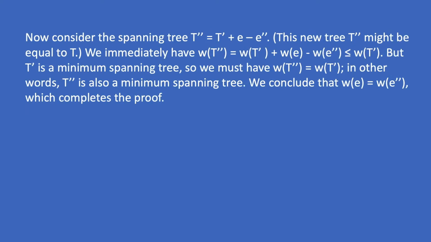Now consider the spanning tree T'', which is equal to T' plus e minus e''. This new tree T'' might be equal to T. We immediately have W(T'') equal to W(T') plus W(e) minus W(e''), which is less than or equal to W(T'). But T' is a minimum spanning tree, so we must have W(T'') equal to W(T'). In other words, T'' is also a minimum spanning tree. We conclude that W(e) is equal to W(e''), which completes the proof.